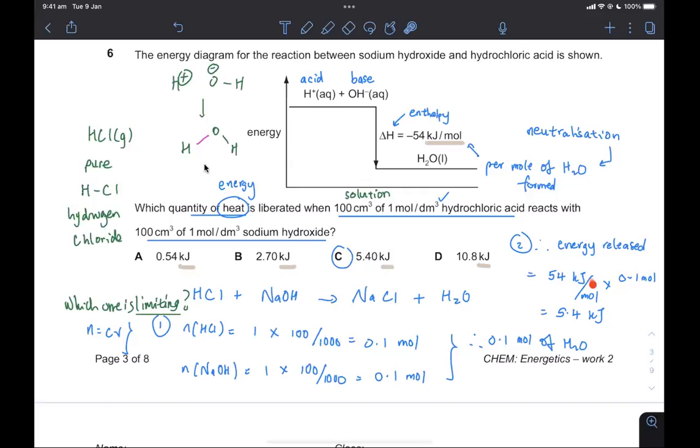Anyway, so this is kilojoule per mole of the water. If they react in the 1-to-1 ratio, 1 mole of this gives me 1 mole of water. So I can just use either one. I will get 0.1 mole of water. Therefore, 0.1 mole of water multiplied by that, the mole and the mole cancel. I get this much energy being released, because an exothermic reaction releases energy. Hopefully that makes sense.